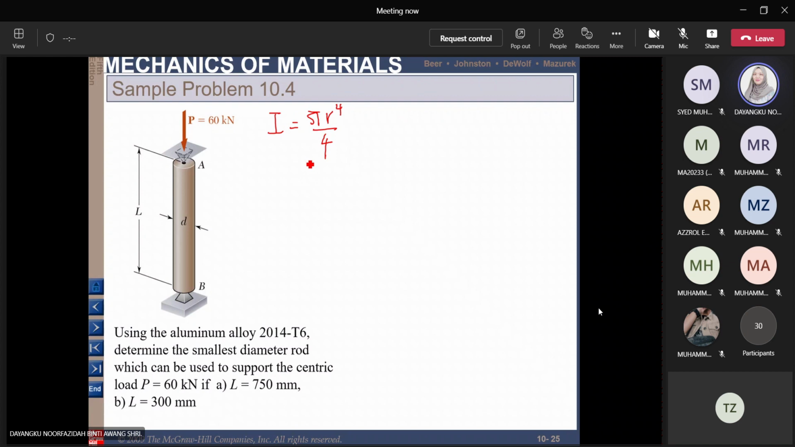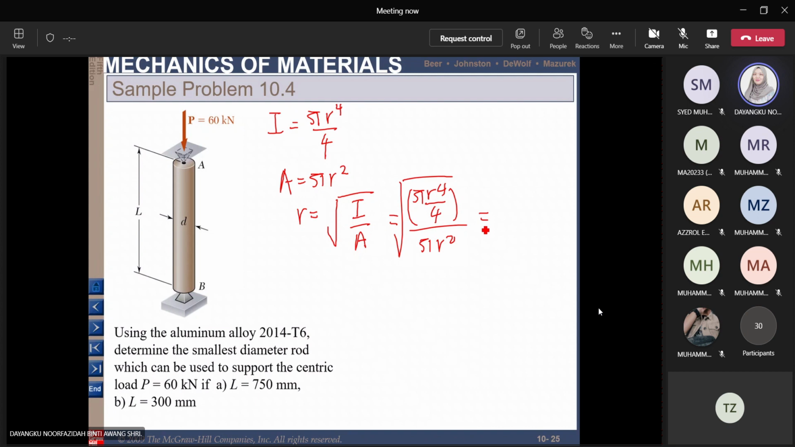And we also have the value of our area, which is equal to pi r square. So we can get the value of r from this part here. Okay, so we can get our r is equal to square root of I divided by A. So we can get the radius of gyration. So this is the radius of gyration. So we can put in the value here, so we can get pi r^4 over 4 divided by pi r square root.